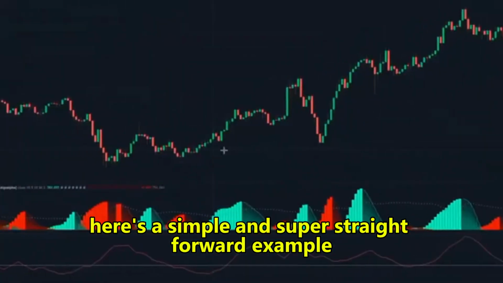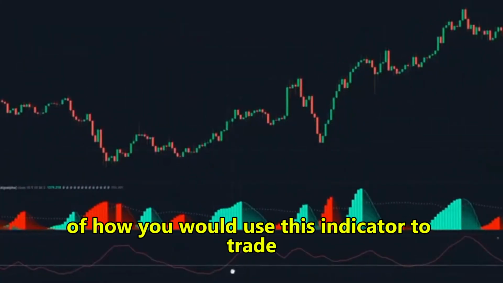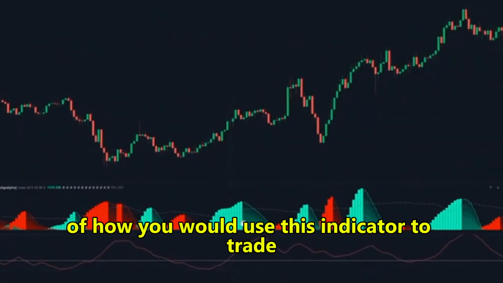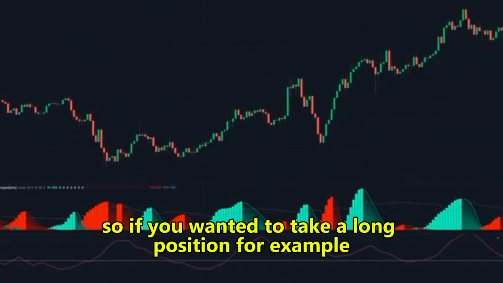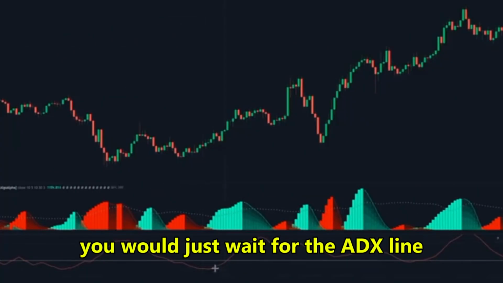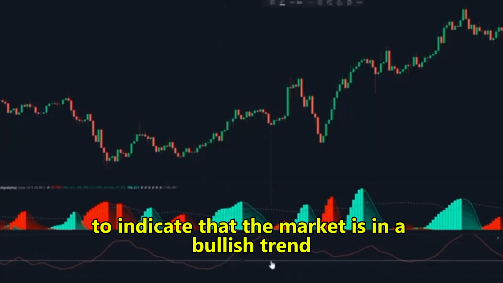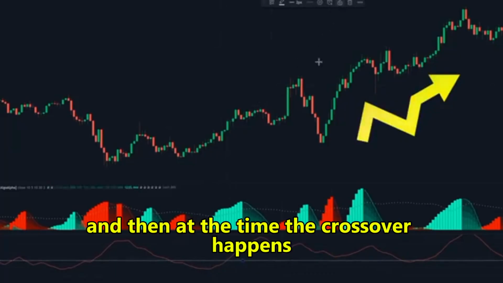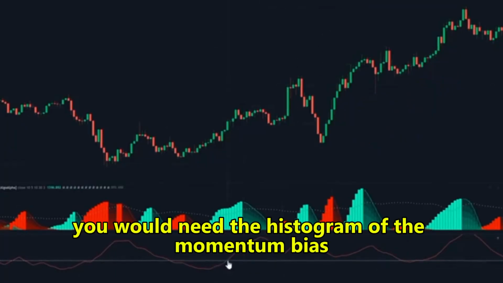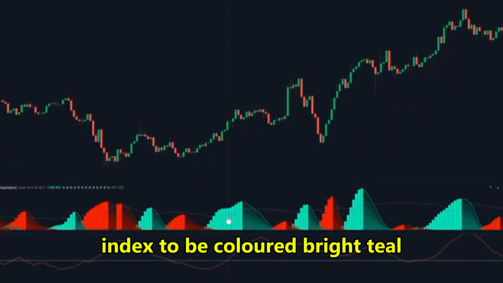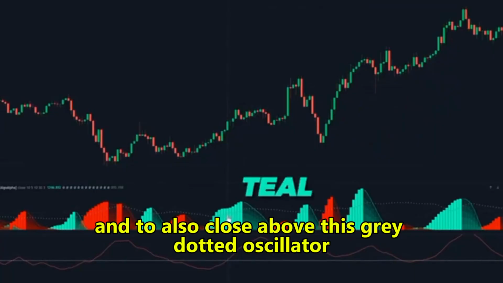Here's a simple and super straightforward example of how you would use this indicator to trade. So if you wanted to take a long position, for example, you would just wait for the ADX line to cross above this white horizontal level to indicate that the market is in a bullish trend. And then, at the time the crossover happens, you would need the histogram of the momentum bias index to be colored bright teal and to also close above this gray dotted oscillator.